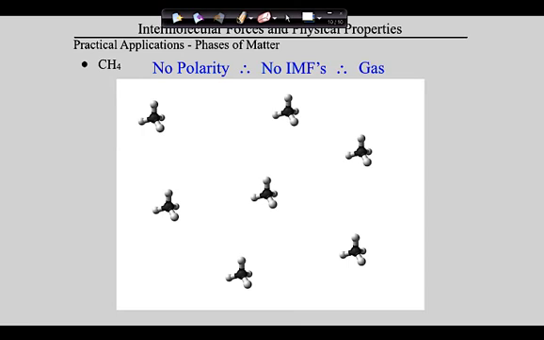Remember that these little triple dot symbols here are the mathematical representation for the word therefore. So the logic goes like this. These molecules do not have polarity. Therefore, they do not have intermolecular forces. Therefore, they are gases. Now let's take a look at water.